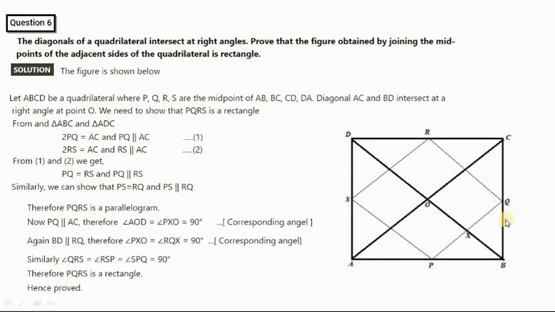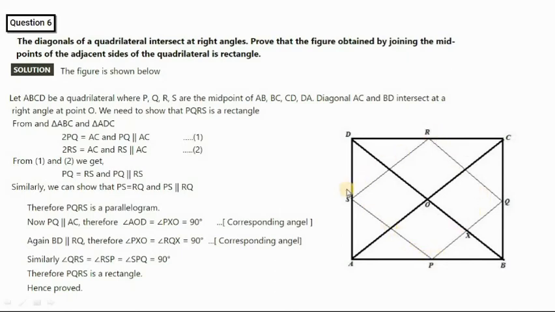ABCD is a quadrilateral, and the diagonals, that is AC and BD, intersect at right angles. That means all of these angles are 90 degrees. Now we need to join the midpoints of each side. The midpoint of AB is taken to be P, the midpoint of BC is Q, the midpoint of CD is R, and the midpoint of DA or AD is S. If you join these midpoints, you will see this diagram.